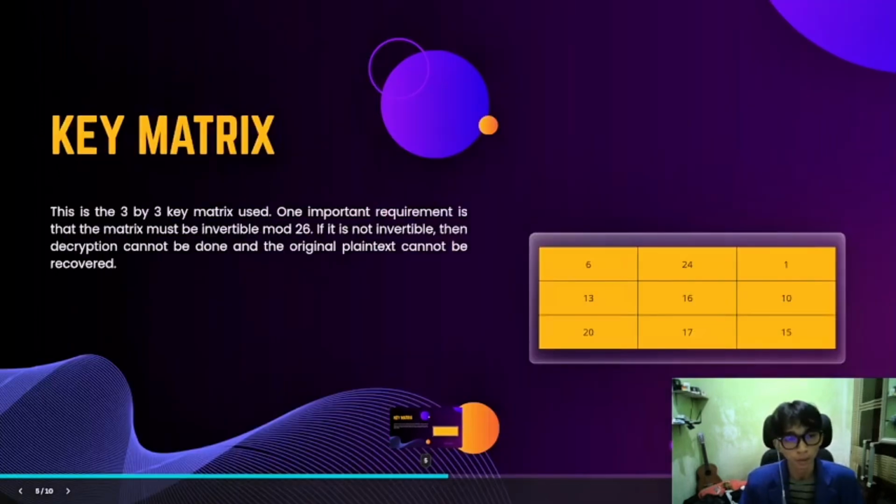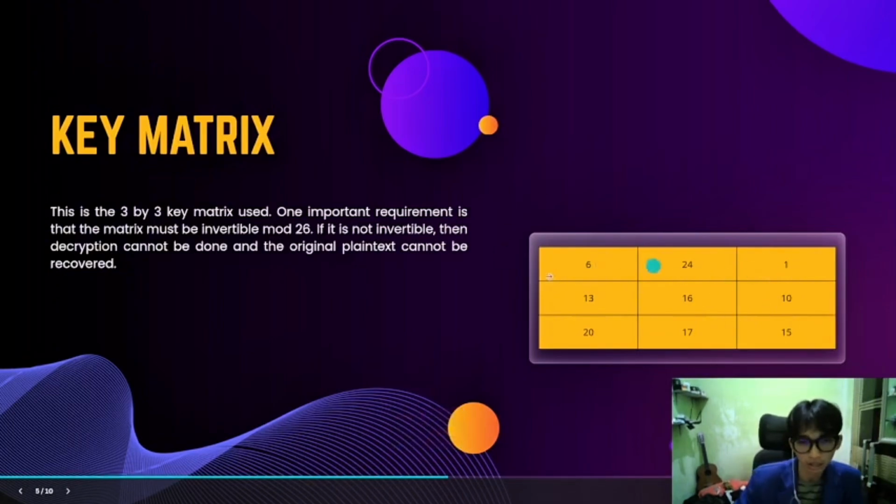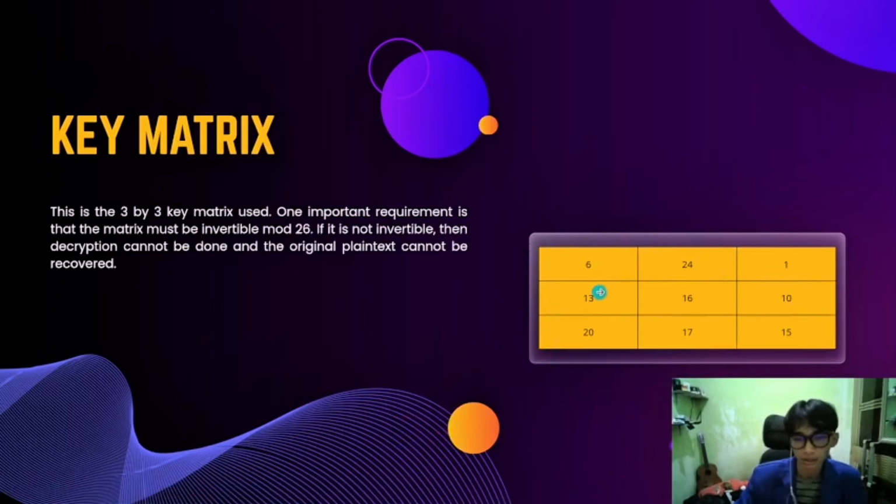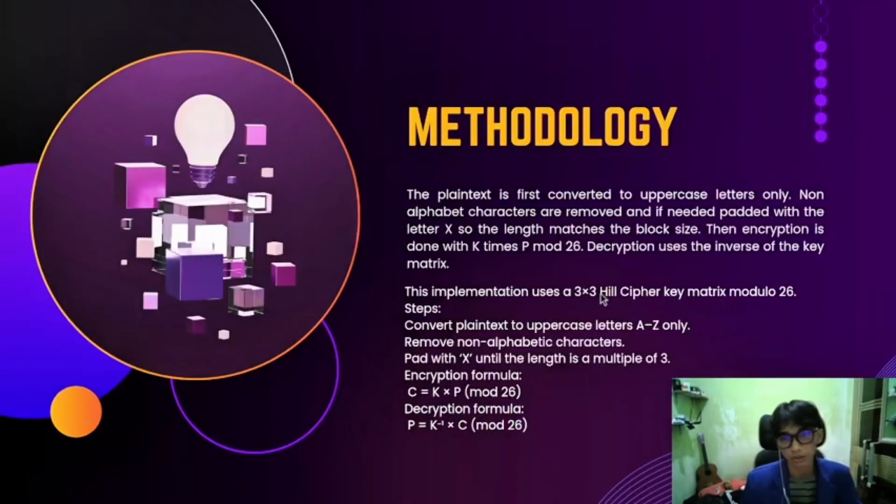So, for the K matrix, this is the 3x3 matrix I use. One important requirement is that the matrix must be invertible mod 26. If it's not invertible, then the encryption cannot be done and the original plain text cannot be recovered. And you can see this is the K matrix that I use. Okay, let's go to the next.